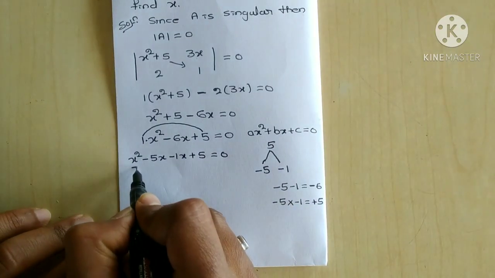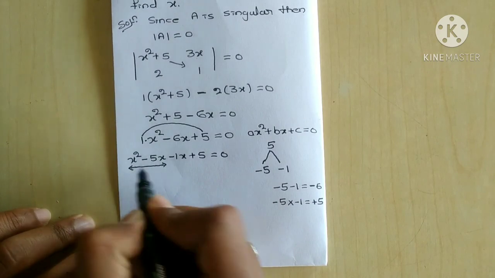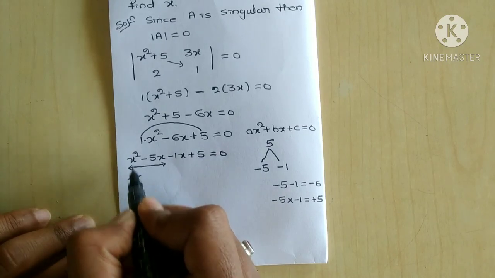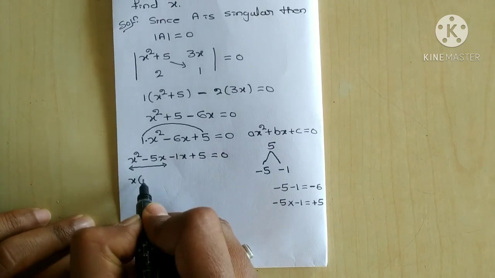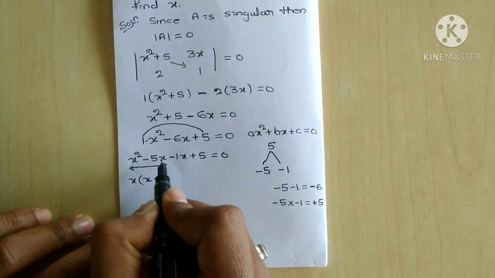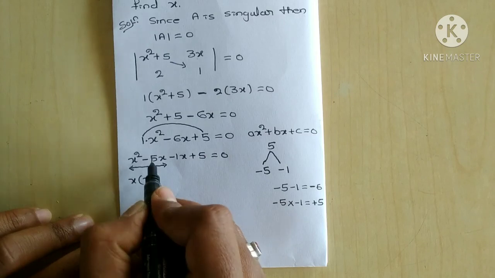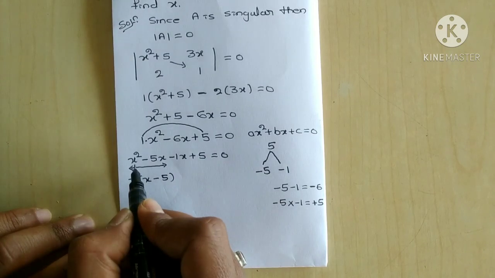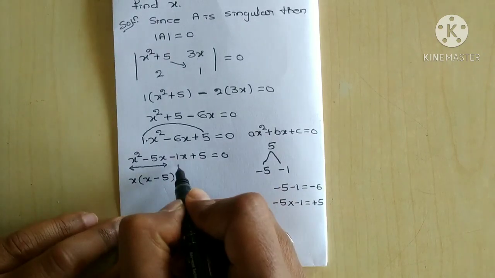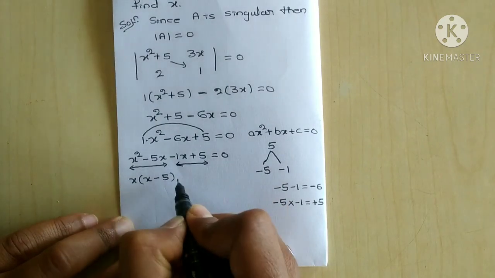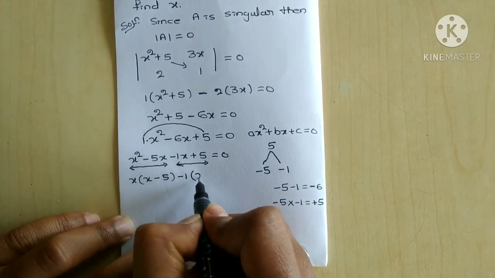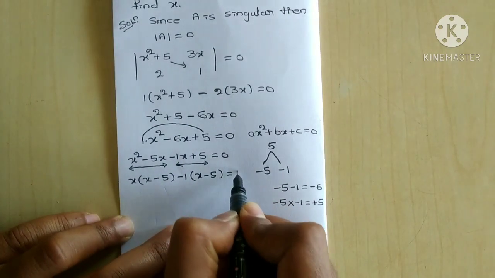So next, in between the first two terms, x is common. So I am going to keep that x outside. If I take x outside, from x square, 1x outside, one more x will remain inside the bracket, and minus 5x, with x outside, the remaining value is 5. Therefore, if I take x outside, it becomes x in bracket x minus 5. Next, in between these two, minus 1 I am going to take outside. If I take minus 1 outside, what is the remaining value? x minus 5 is equal to 0.